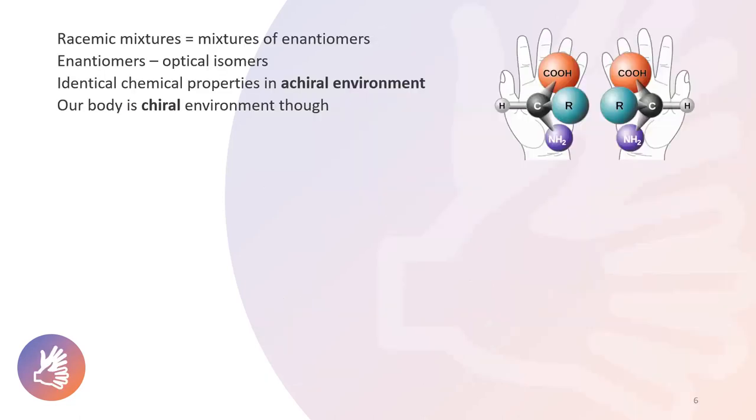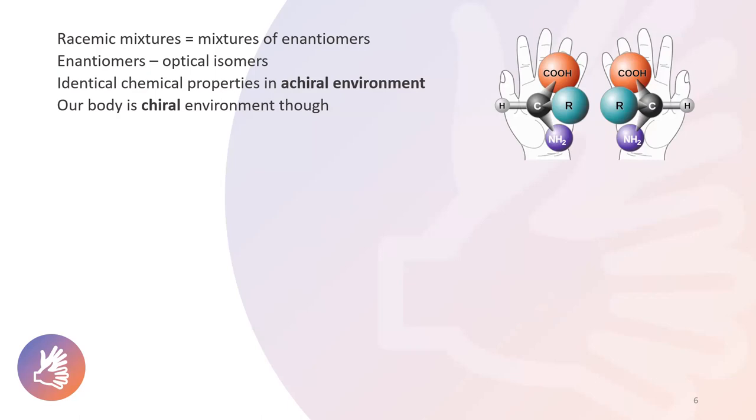So the racemic mixtures, as you probably understood, are mixtures of enantiomers in equimolar amounts, and enantiomers are optical isomers. They are spatially differently oriented, however their physical and chemical properties are the same in a non-chiral environment. Our body is, however, a chiral environment. There are many chiral recognition sites, and therefore the body cares which enantiomer is inside.